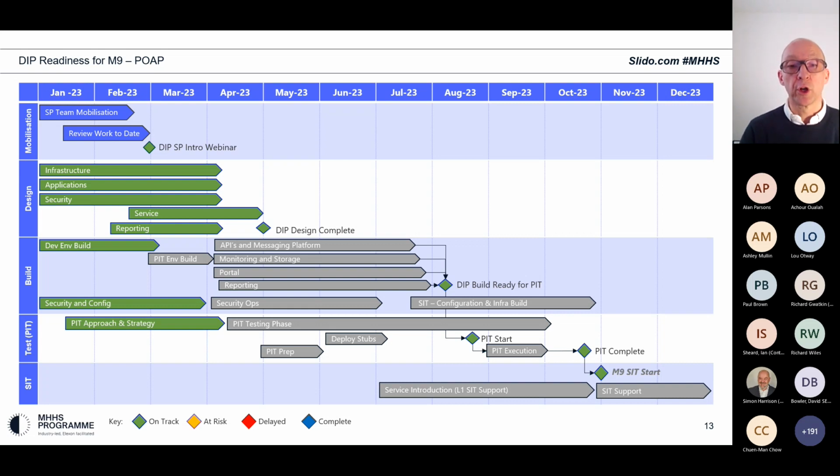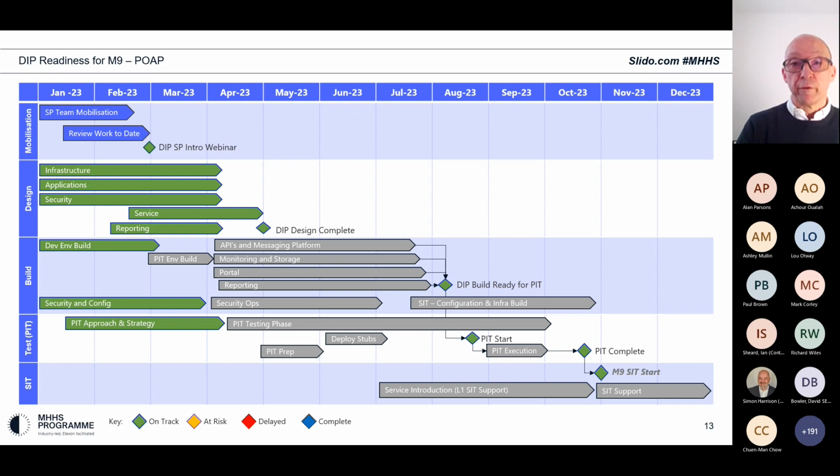As you can see, service introduction starts a little over three months before SIT starts at the beginning of November, end of October. And we will communicate, of course, through the programme later about the support arrangements that we'll have in place as a DIP team for SIT testing as we move forward into next year. As I say, the key thing here is a really positive start from a DIP team perspective, and on track for the key milestones we have this year.